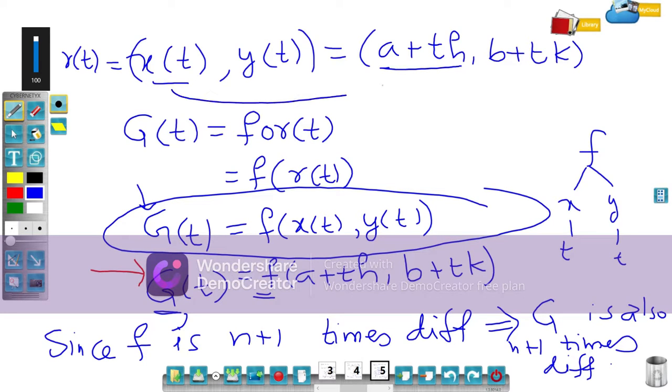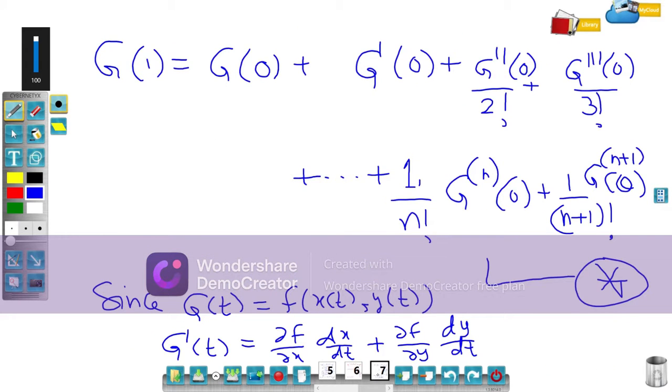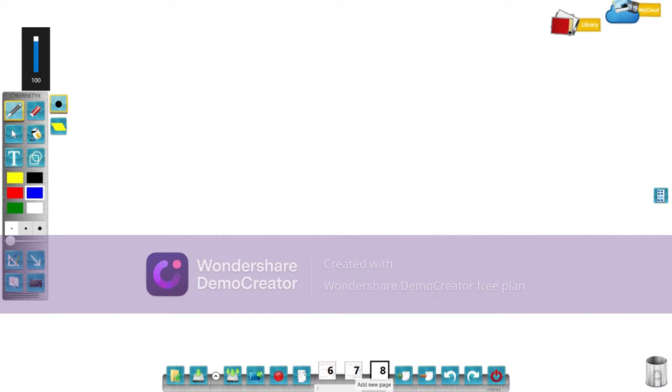So this is the value of x. So the derivative of x with respect to t: a's derivative is 0, t's derivative is 1, so h only. Similarly, the derivative of y of t will be k. So dx by dt will be h, and dy by dt will be k. So that we are going to write here. So this is h times dou f upon dou x plus k times dou f upon dou y. So let me write it in a simpler way.